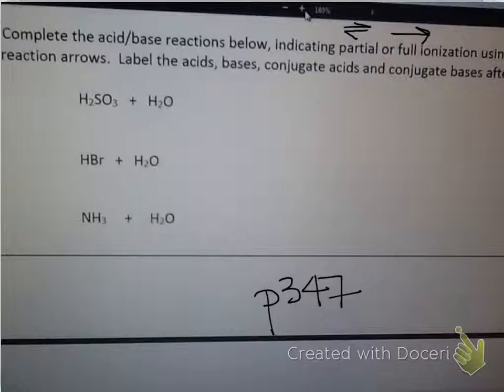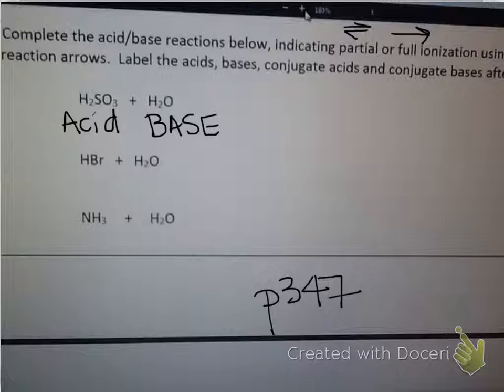Alright, the first one we have is sulfuric acid plus water. Now, we know water is a neutral compound, but it's amphoteric. It can act as an acid or a base. And so for each of these, we want to know, is water acting as the acid or the base? In order to find that out, let's look at the other compound. The first one is sulfuric acid. Since it's called sulfuric acid, it's going to be an acid. So this is our acid. It has a hydrogen at the front. So the water then must be reacting as the base in this reaction.